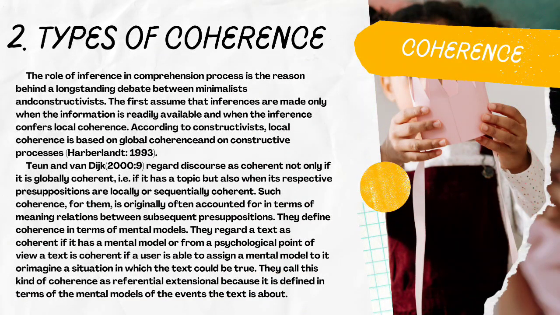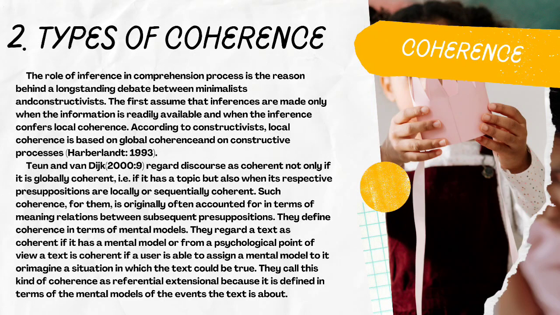Second one, types of coherence. The role of inference in the conversation process is the reason behind a long-standing debate between minimalists and constructivists. The first assume that inferences are made only when information is readily available and when the inference confers local coherence. According to constructivists, local coherence is based on global coherence and constructive processes, said by Welan, 1993.